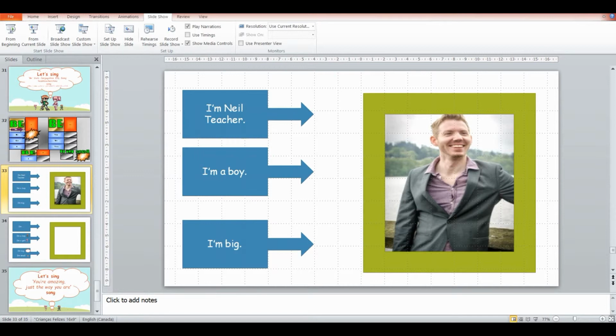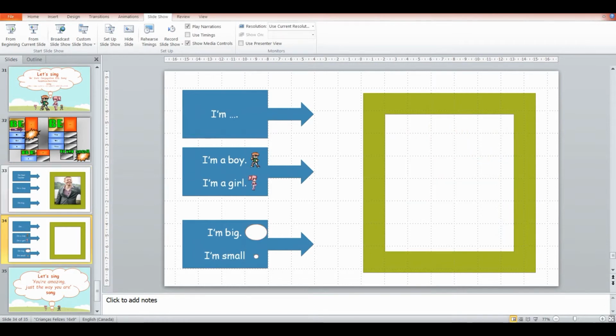So I say, I'm Neil, teacher, I'm a boy, I'm big. These are the 3 sentences that I want them to repeat and say to me to get points for their team. So here, they can come up to the front or just stand up and tell me who they are, they're boy or girl, or they're big and small.